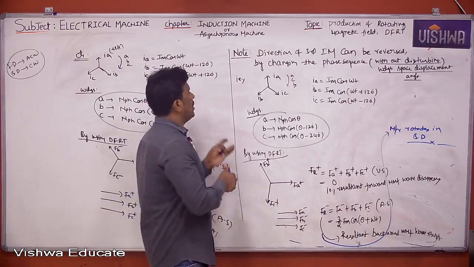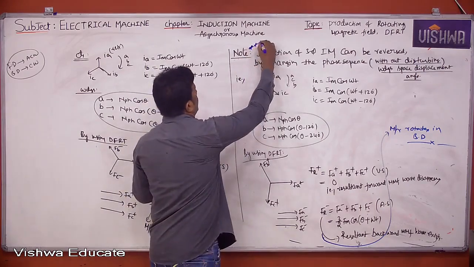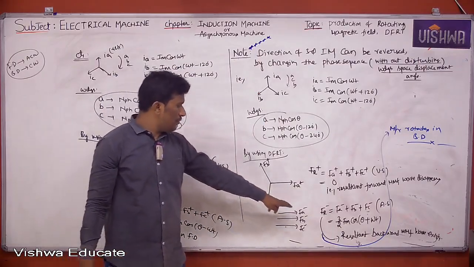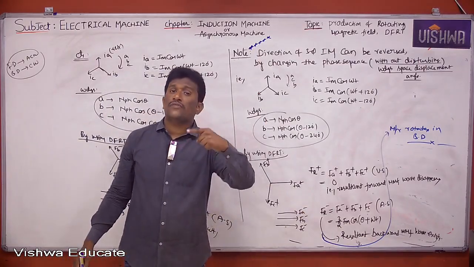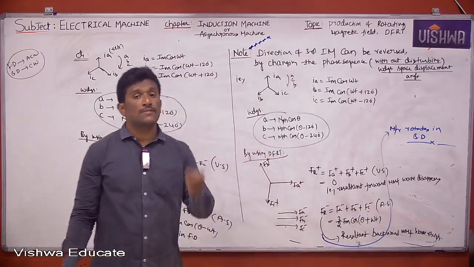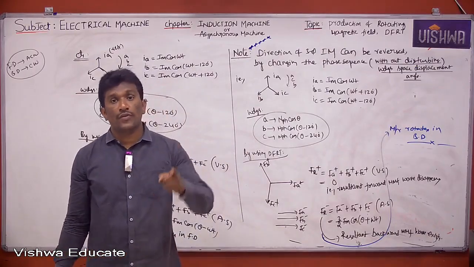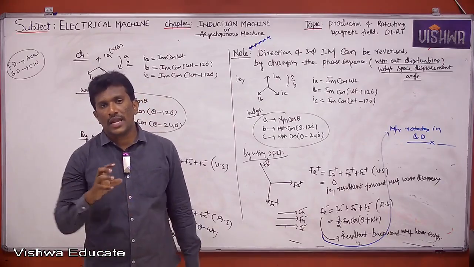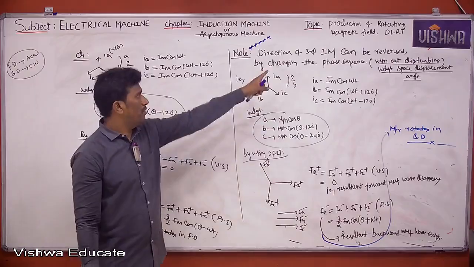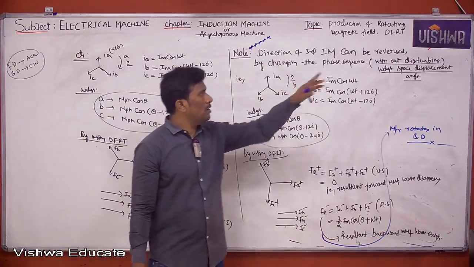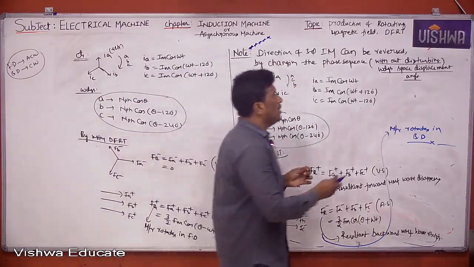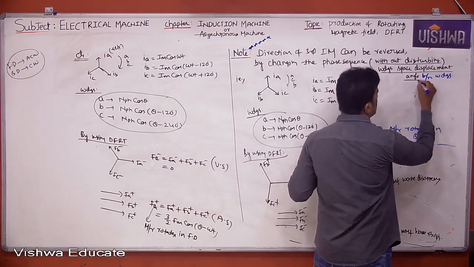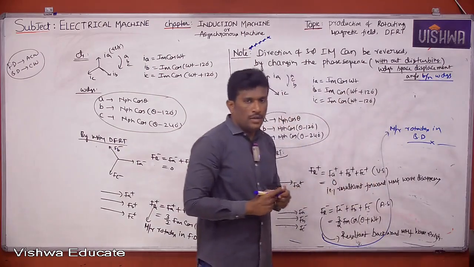So this note you have to remember. If you change the phase sequence, definitely the direction of your rotating magnetic field will be reversed. Because of that, the direction of rotation of the rotor will be reversed. Okay. So induction motor direction can be changed by changing the phase sequence without disturbing the phase displacement angle between windings. Okay. Please note down.